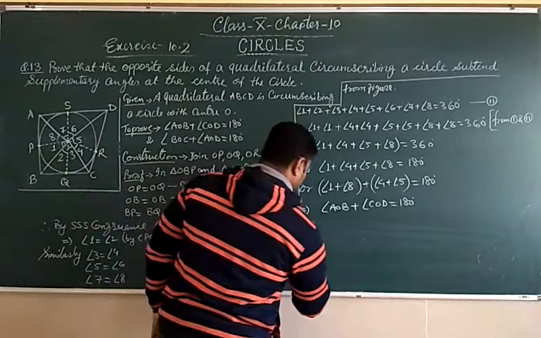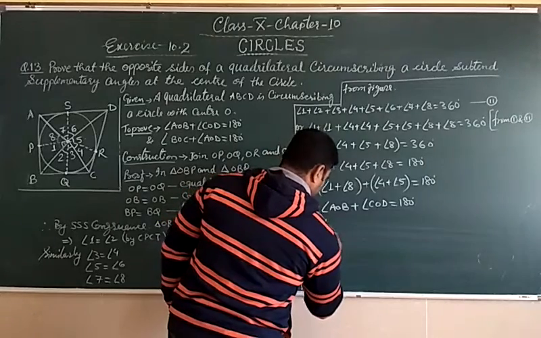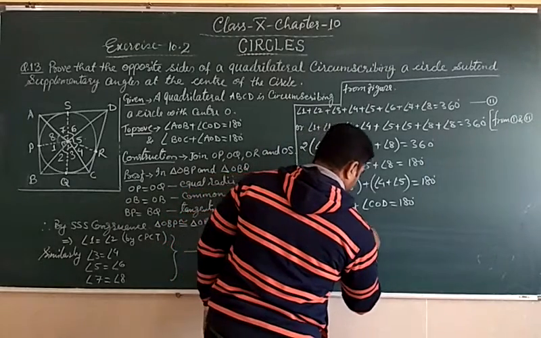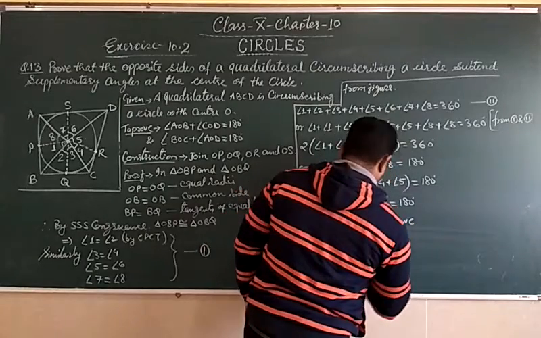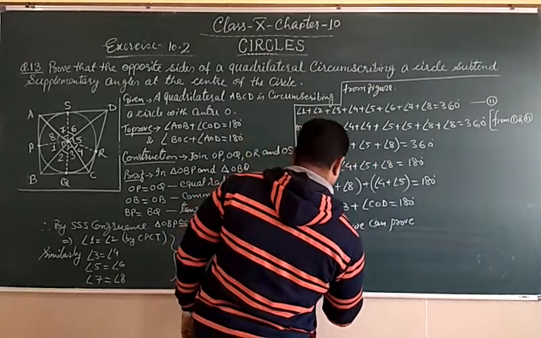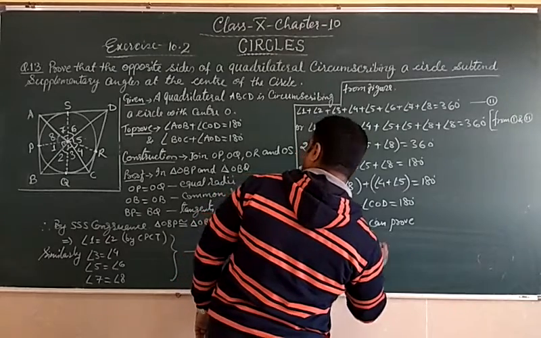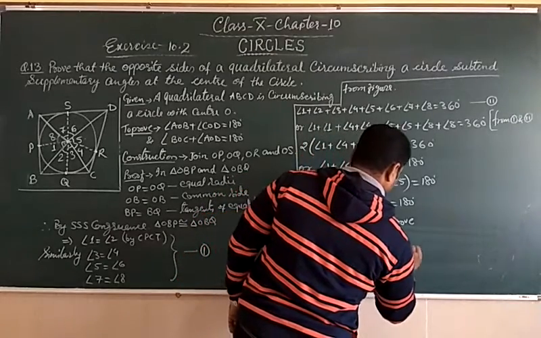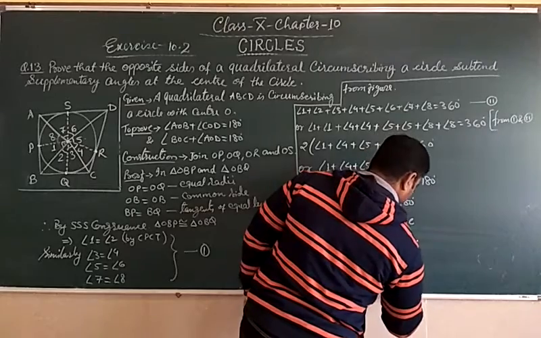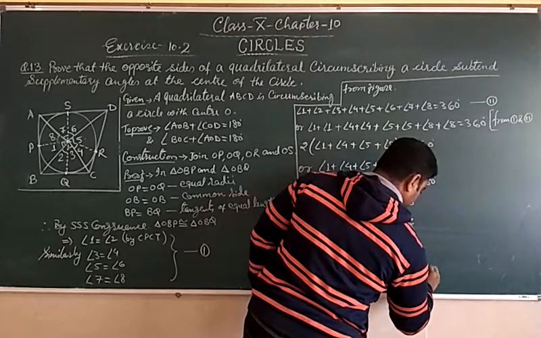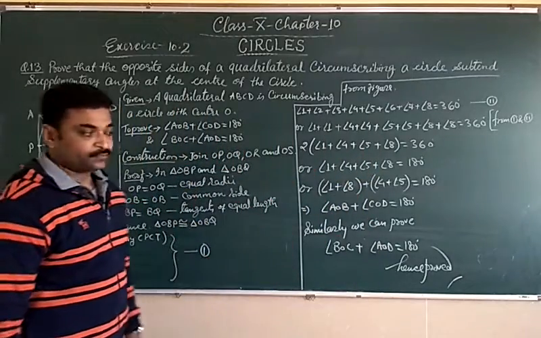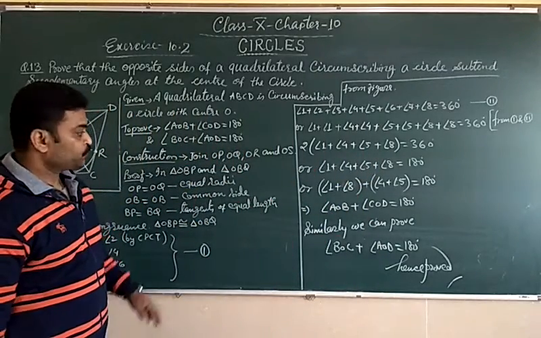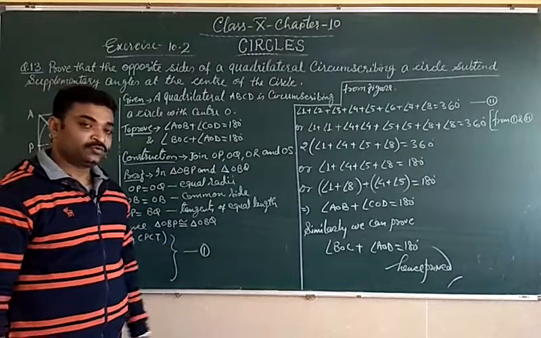Similarly, we can prove angle BOC plus angle AOD is equal to 180 degrees. So we can write here, hence proved. Clear, students? So students, pause the video to note this down.